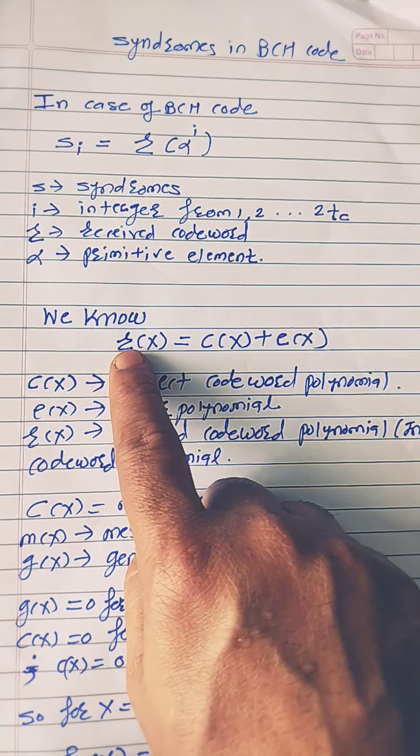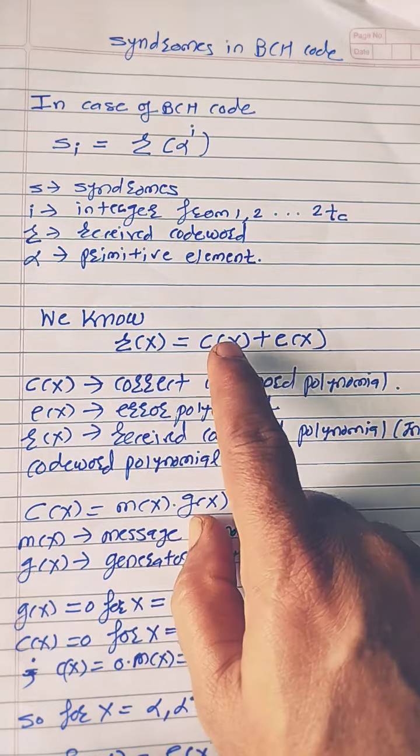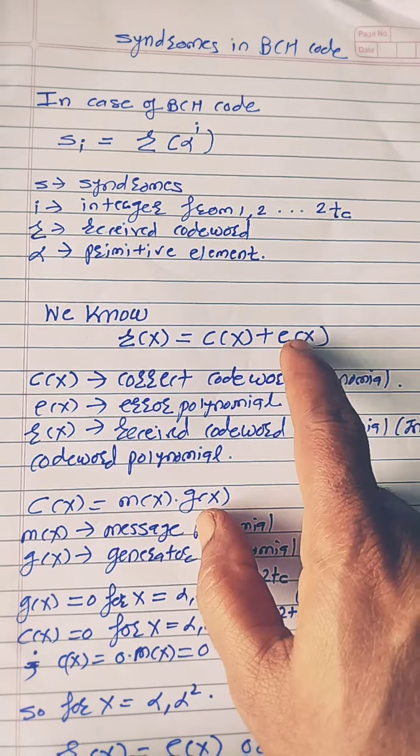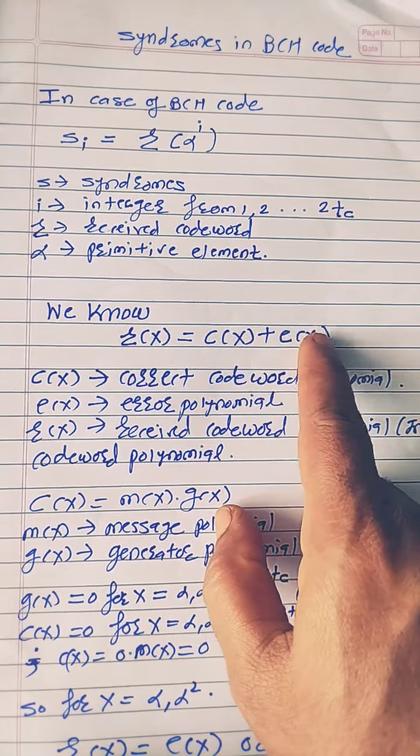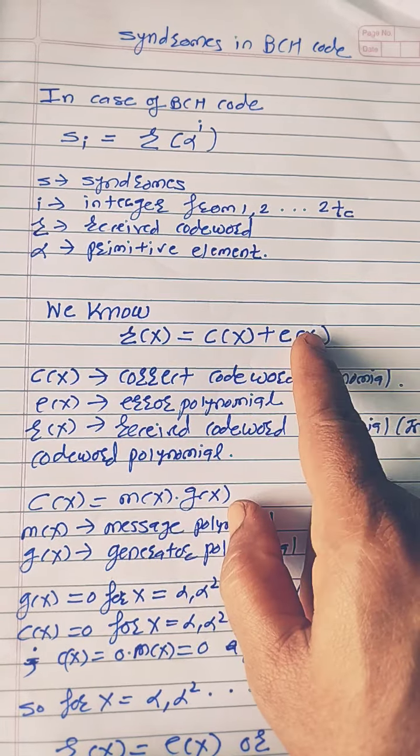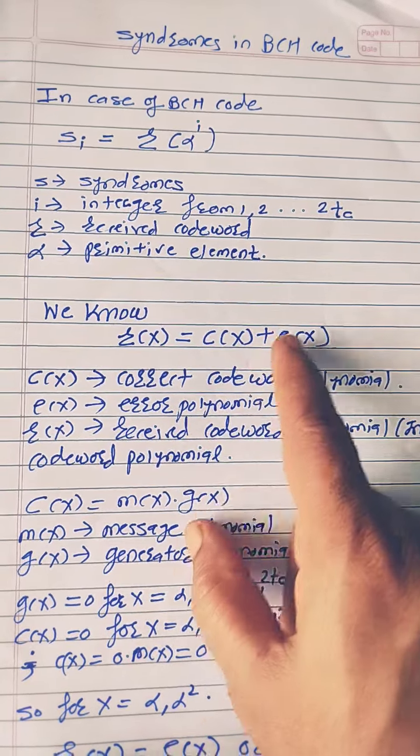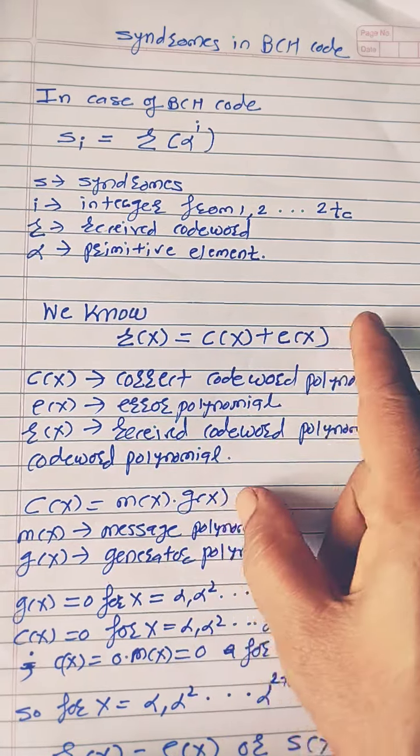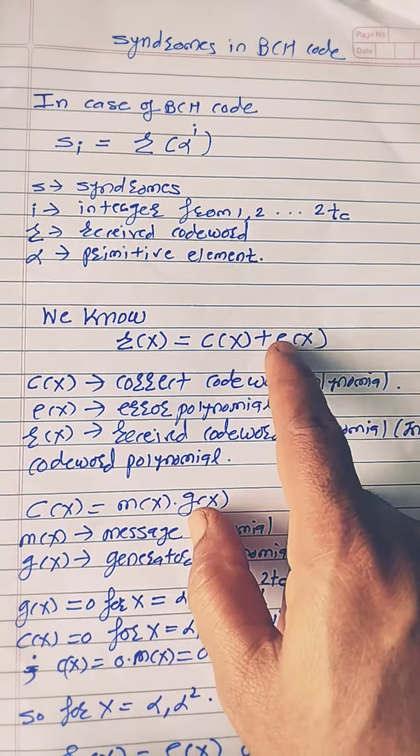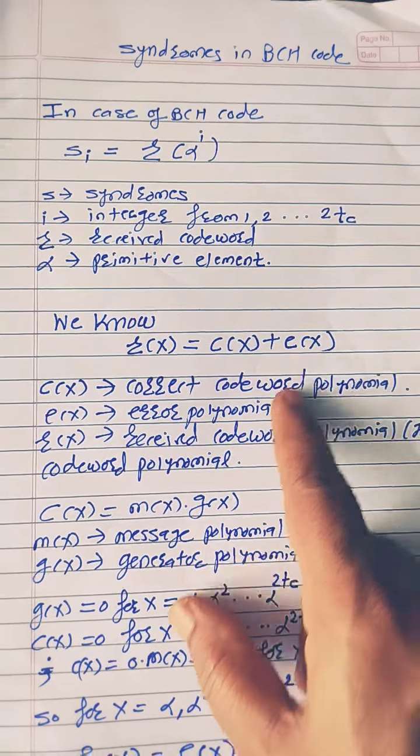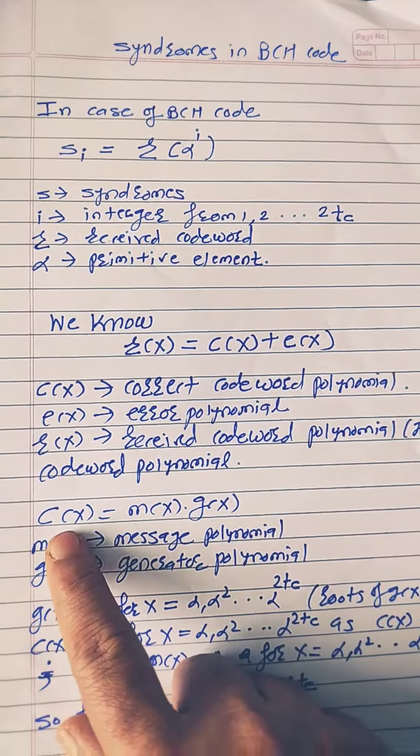So R(x) is an incorrect code word, C(x) is a correct code word, and error is introduced in the correct code word through the channel, or at the encoder side also, as well as in between the channel. The noise introduced is nothing but E(x). So let us go to the encoder part.